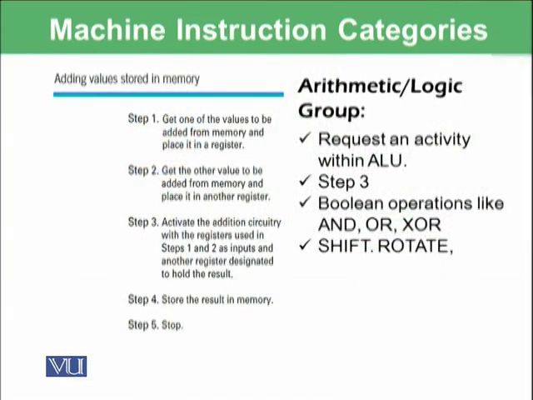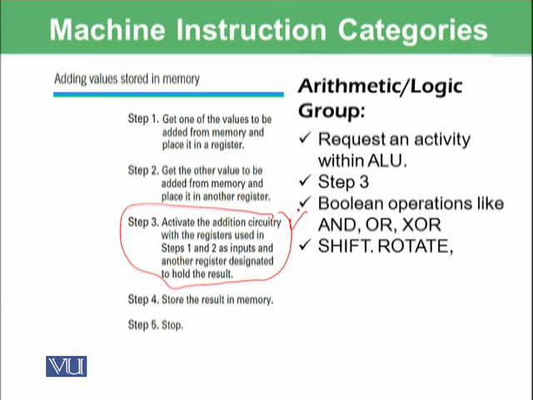And then there is the arithmetic logic group, the second group, which represents an activity within the arithmetic logic unit, ALU. In the algorithm we learned in the previous modules, step number 3 is actually an arithmetic logic group instruction, which says to activate the addition circuitry with the registers used in step 1 and 2 as inputs and another register designated to hold the result. Such an instruction is called an arithmetic logic group instruction.